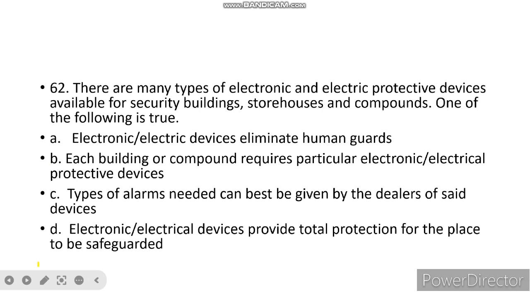62. There are many types of electronic and electric protective devices available for security buildings, storage houses, and compounds. One of the following is true. So, lahat daw yan mali. So, isa lang yung tama na tinitingnan dito. So, alin yung tama patungkol sa electronic and electric protective devices na available sa mga security buildings.